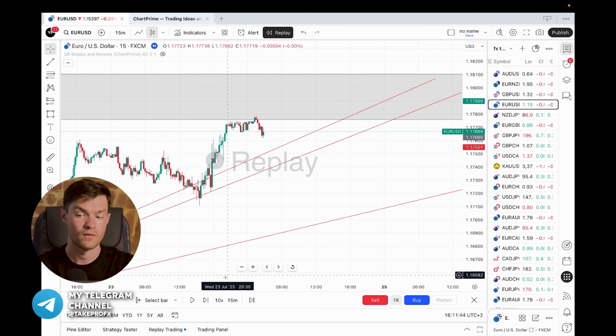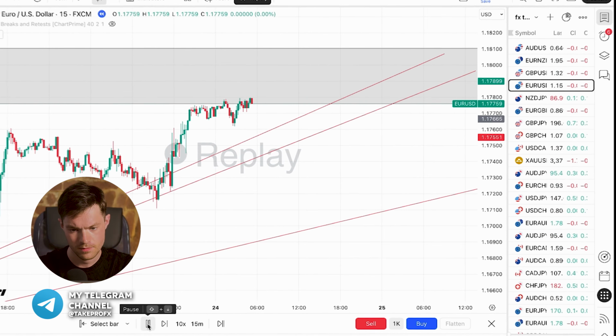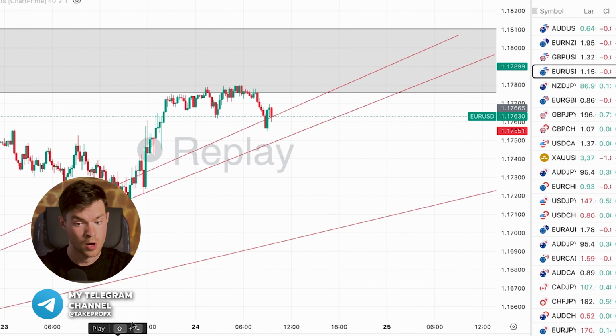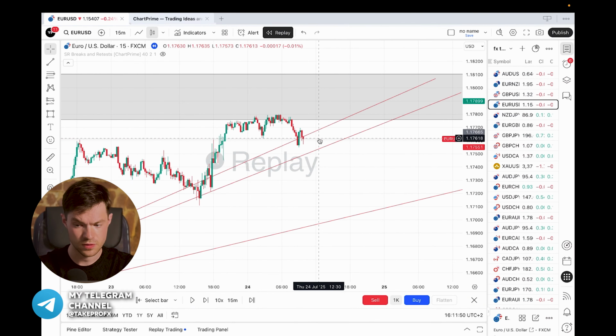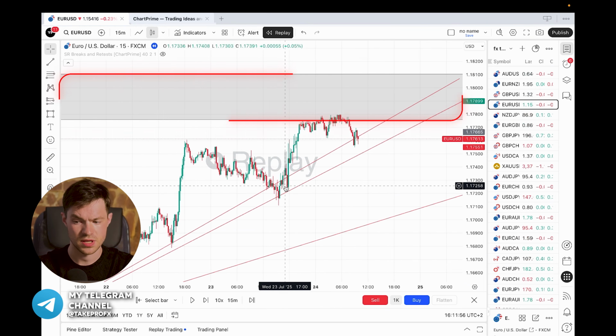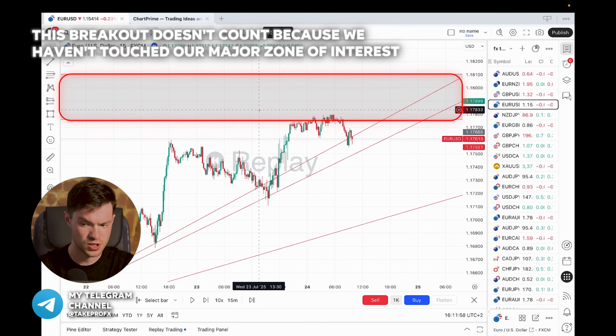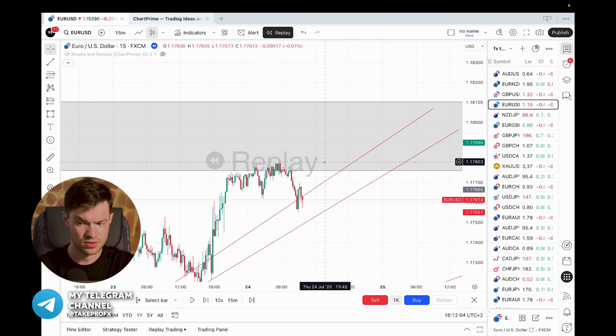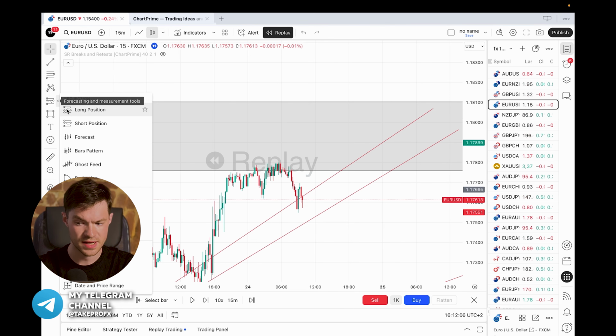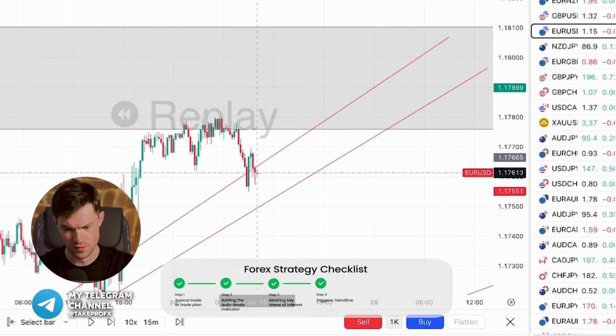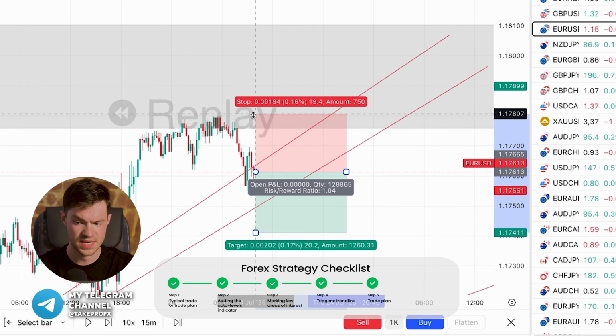So let's watch for a while longer. Right now I see that we have a breakout of the first trend line. This breakout doesn't count because we haven't touched our major zone of interest. And now, after touching the 4-hour zone of interest, I can consider a downside position with a very short stop for the maximum of this trend.